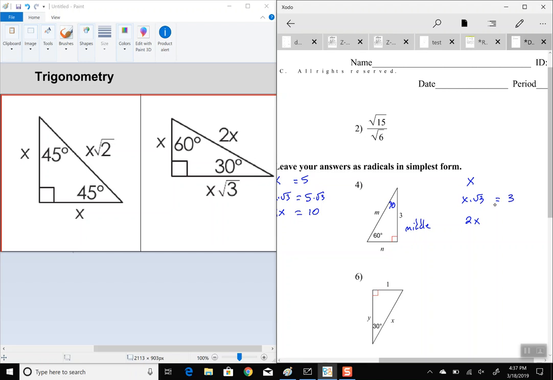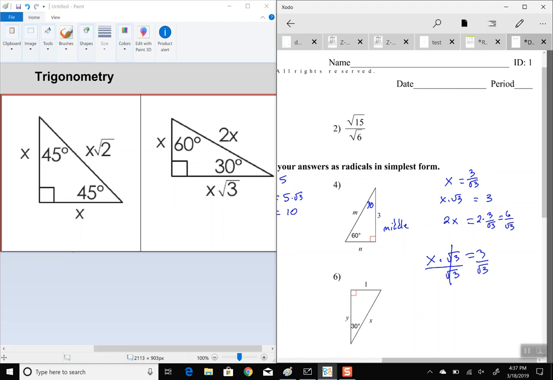So if I solve this for x, if I have x times the square root of 3 equals 3, the opposite of multiplying by square root of 3 is to divide, and I get this statement, x equals 3 over the square root of 3. So I know that means that x, this smallest side, is 3 over the square root of 3. And the hypotenuse is going to be 2 times whatever x is, so 2 times 3 over square root of 3, which would be 6 over square root of 3.